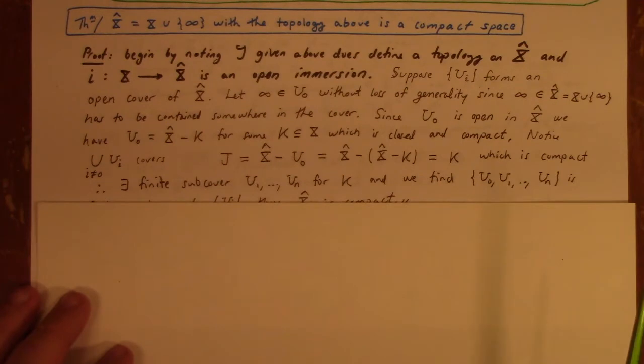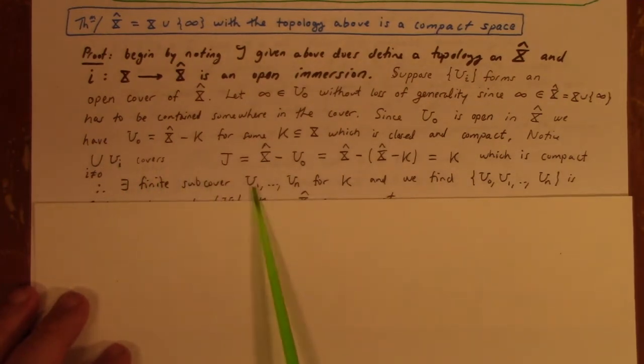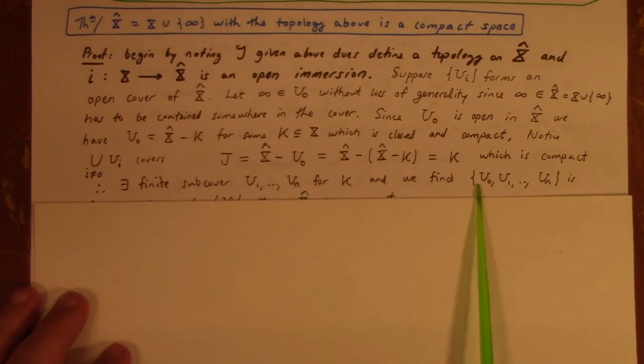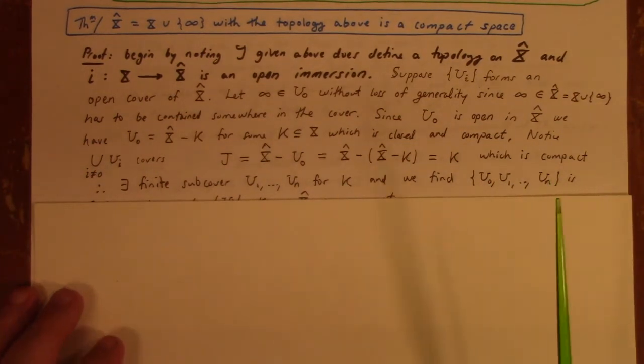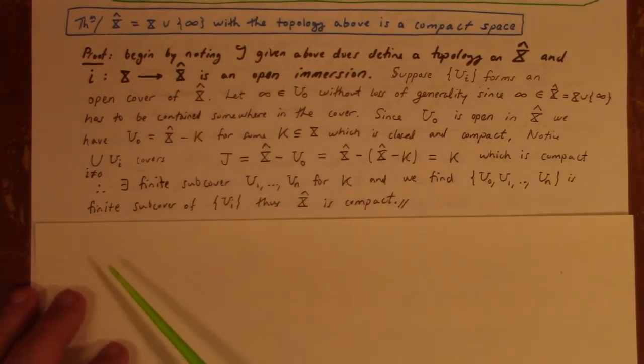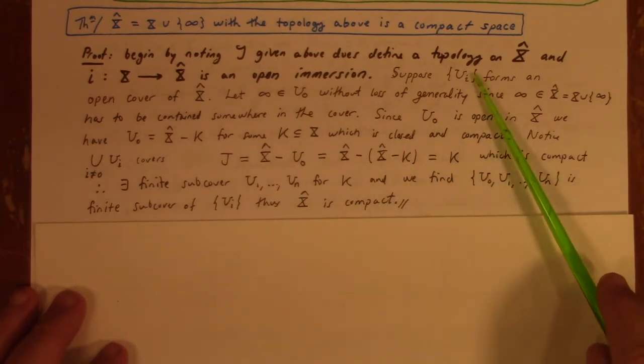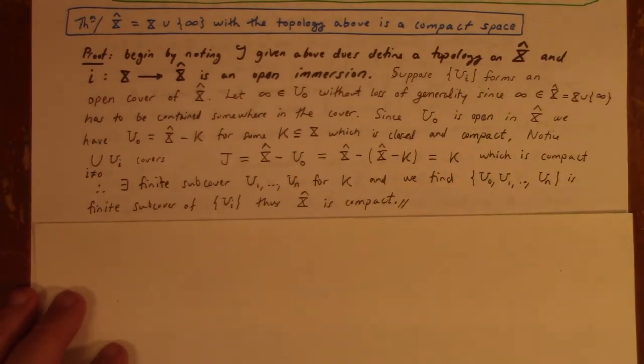So there exists a finite subcover of this, U1 through UN, for K. If you take those and pair them with U naught, then you've got a cover for everything in X hat. So there you go, that's a finite subcover of the open cover, and thus X hat is compact. As we just showed, for an arbitrary open cover, we've got a finite subcover.